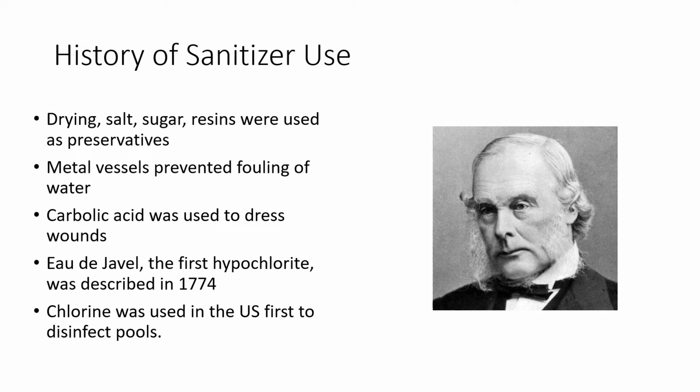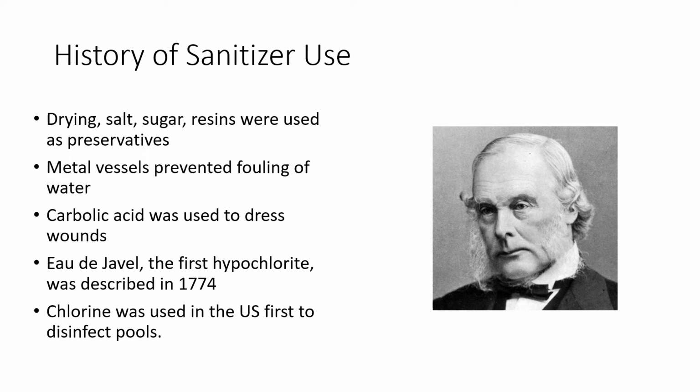In fact, even now, if someone has a burn, the first ointment that they suggest is colloidal silver. And then Joseph Lister suggested the use of carbolic acid, which is phenol, which was used to dress wounds. And this was one of the pivotal moments where people realized that they could use chemical agents to reduce microorganisms. Javel water was the first hypochlorite that was described, in 1774.